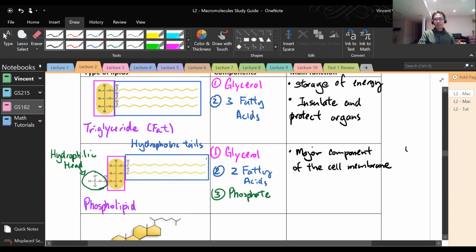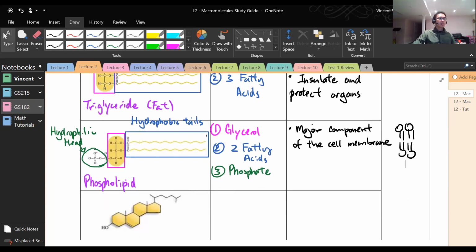Okay, so usually we draw like this with the head and then the tail. Hydrophilic head and hydrophobic tail. You will see that your cell membrane is arranged so that you have the hydrophilic head facing the water on the outside and on the inside of the cell, and then sandwiched between the heads would be the hydrophobic layer. And we'll talk more about that later on.